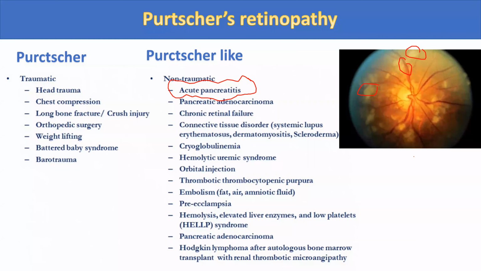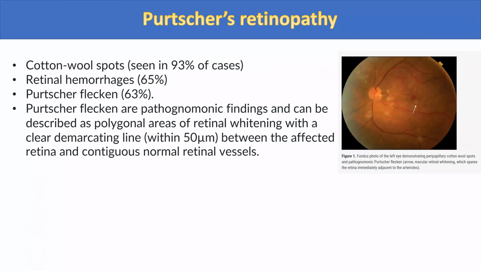So what is the same picture? Is it only cotton wool spots or others? The cotton wool spots are almost universal. They are the most abundant feature, occurring in more than 90% of cases. However, other features could also occur, like retinal hemorrhage in 65%. And there is another pathognomonic feature called Purtscher flecken. Purtscher flecken is this one. This is not a hard exudate or a cotton wool spot. This is called Purtscher flecken. It is polygonal, so it will look like that.